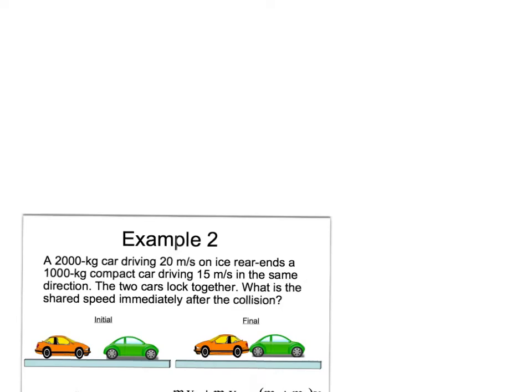Alright, next example. A 2,000 kilogram car driving at 20 meters per second on ice rear ends a 1,000 kilogram compact car driving 15 meters per second in the same direction. The two cars lock together. What is the shared speed immediately after their collision?